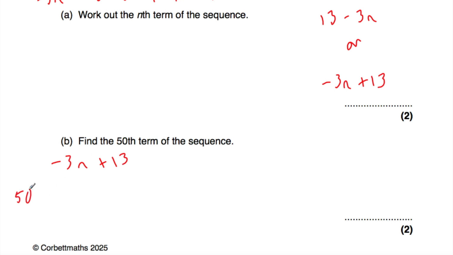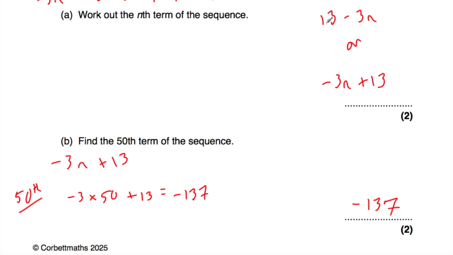So in terms of the 50th term, we're going to substitute that value of 50 in for n. So instead of it being negative 3 times n, we're going to do negative 3 times 50. And then we've got plus 13. And then we can just type this into our calculator. Negative 3 times 50 plus 13 is equal to negative 137. So that means the 50th term in the sequence is negative 137. And that's it, negative 137.